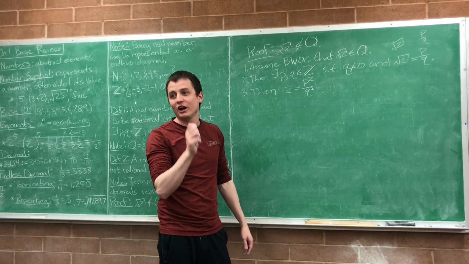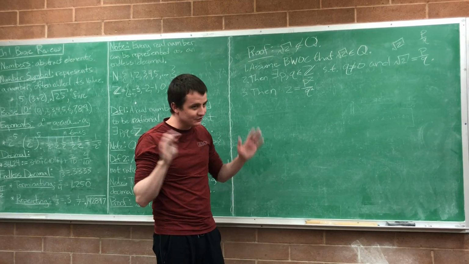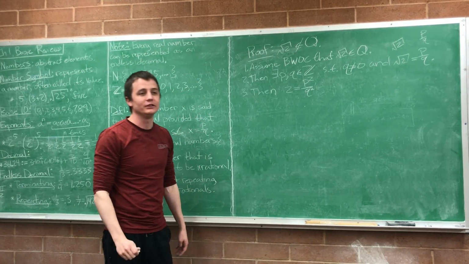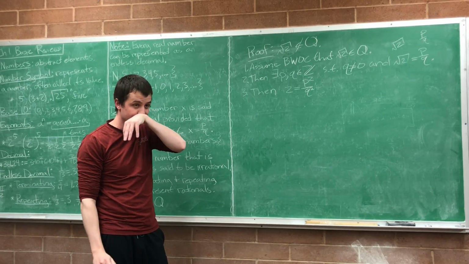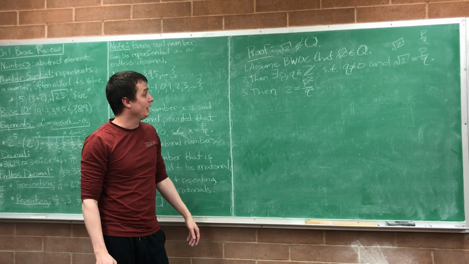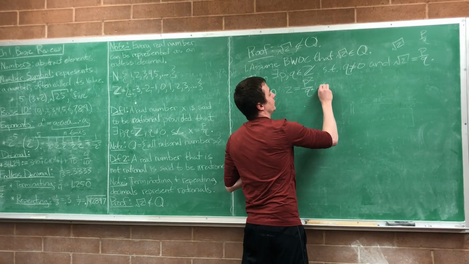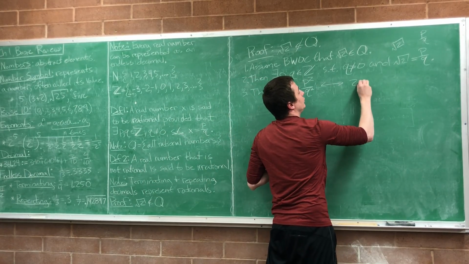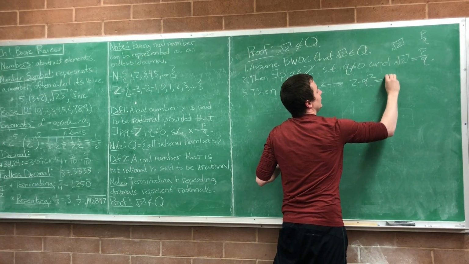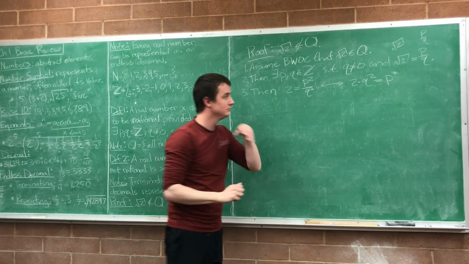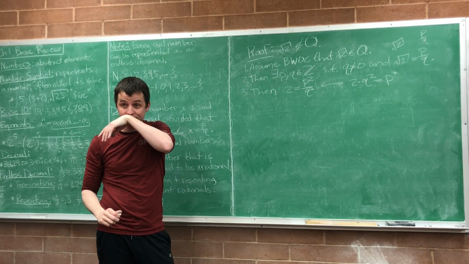And you accidentally use logic like that all the time doing proofs. That is not an uncommon thing that you just did in proving. So you always got to keep track of what you're trying to show. Okay. So then 2 is equal to P squared over Q squared. Or in other words, this is logically equivalent to 2 times Q squared is equal to P squared. You with me? Yeah.